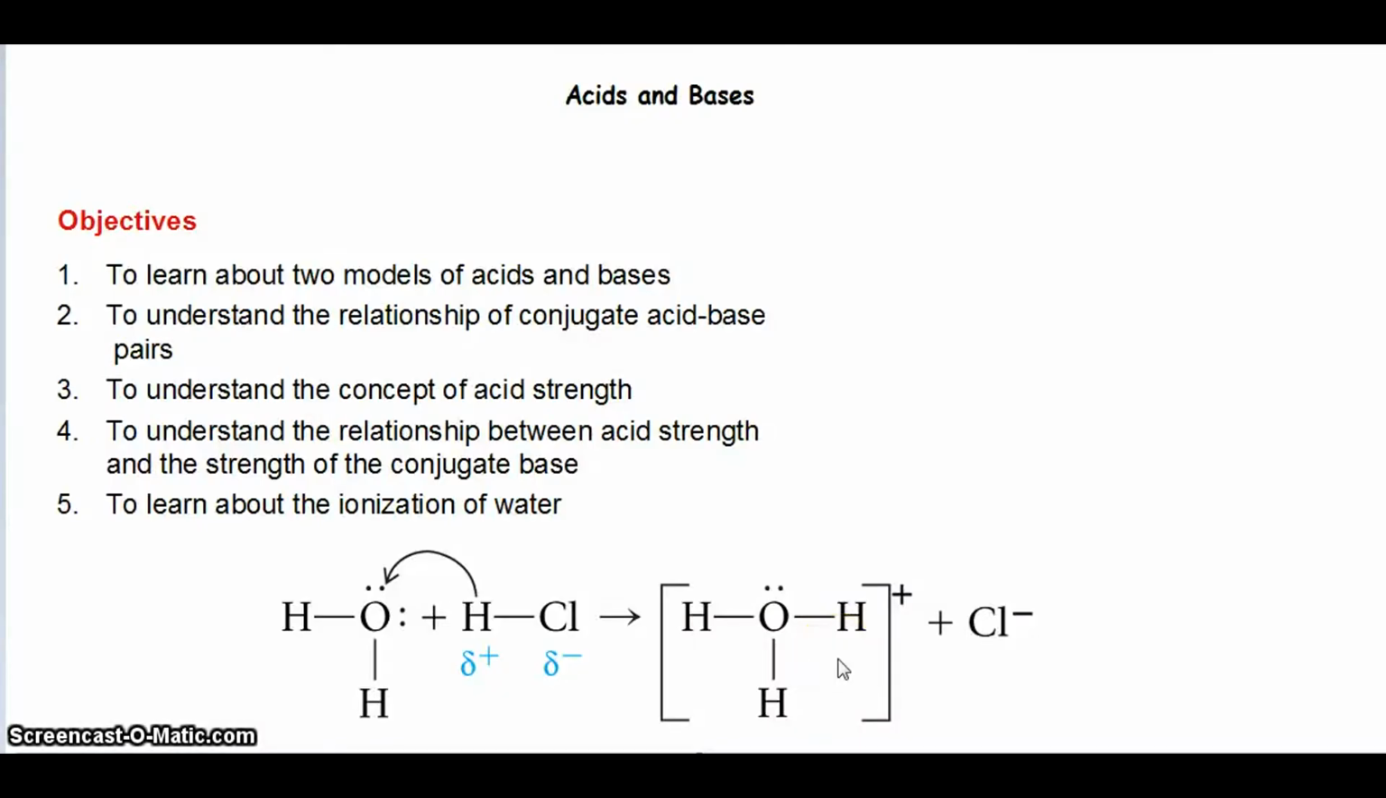Talking about acids and bases here. Now our objectives for this unit are to learn about the models of acids and bases. We're going to understand the relationship of the conjugate acid-base pairs. We're going to understand the concept of acid strength and the relationship between acid strength and the strength of the conjugate base, and learn about the ionization of water.